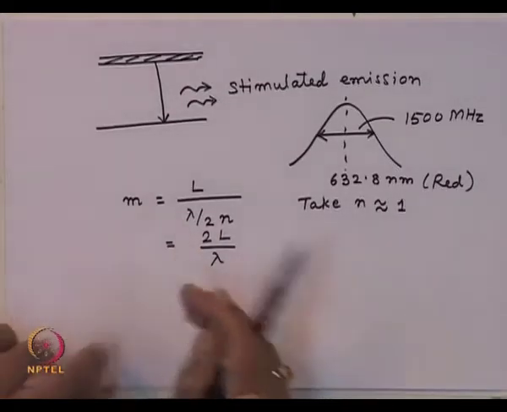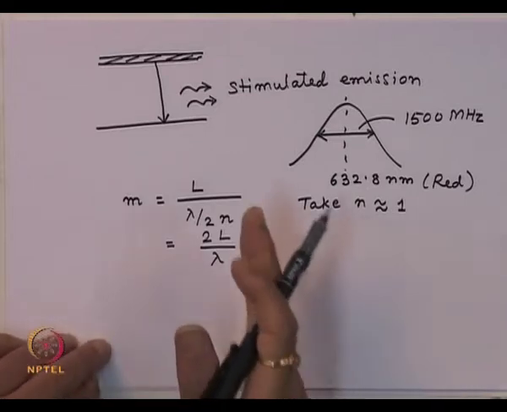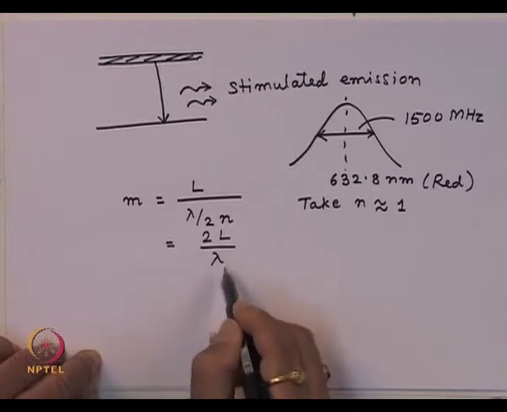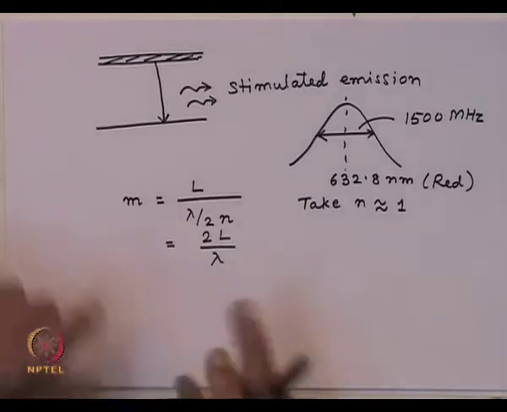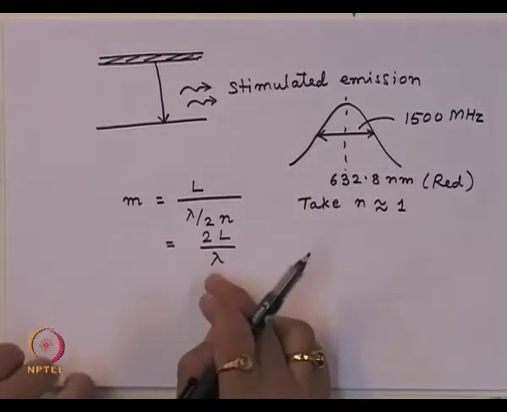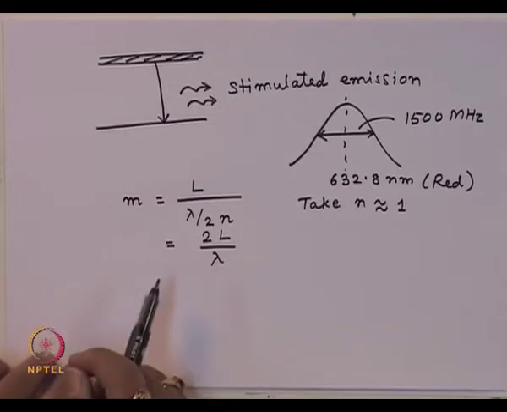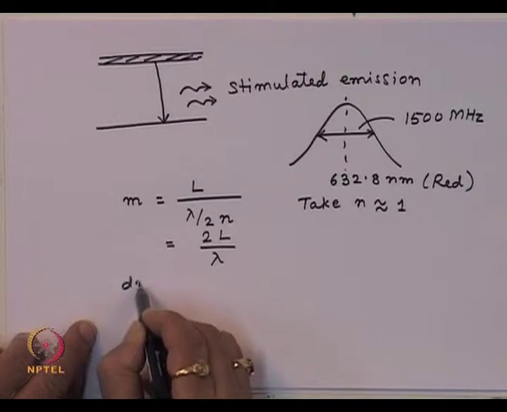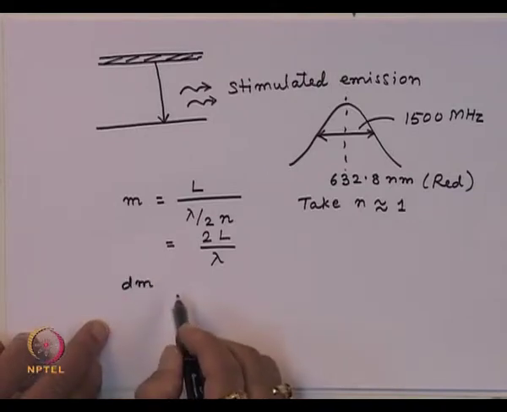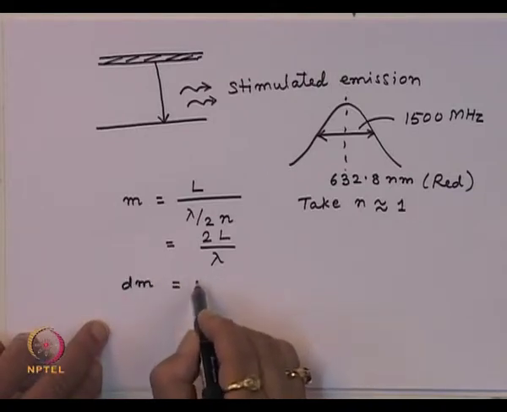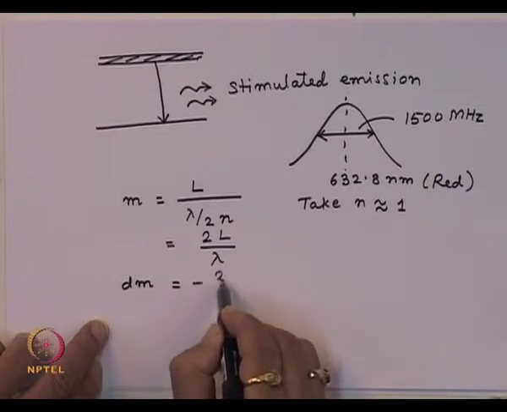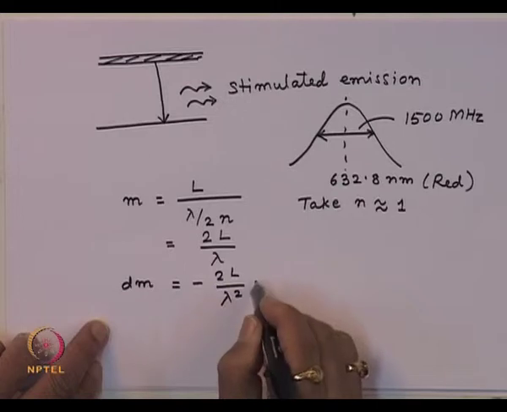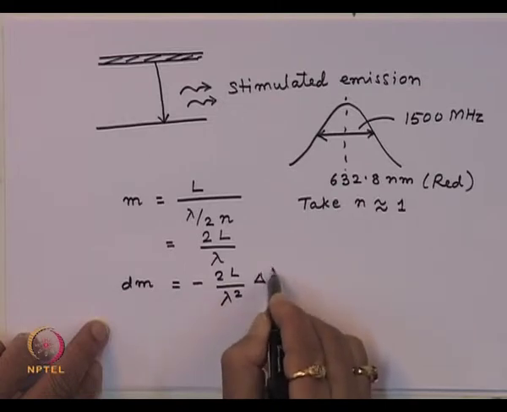Now, if we consider adjacent modes, we want to find the spacing between two adjacent modes in terms of the wavelength, that is, the change in wavelength. So, we can differentiate this to get dm equal to minus 2L upon lambda square into delta lambda.